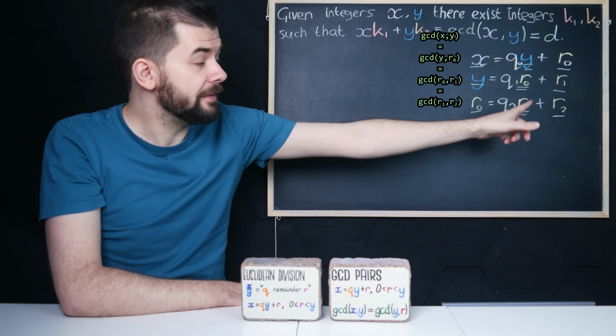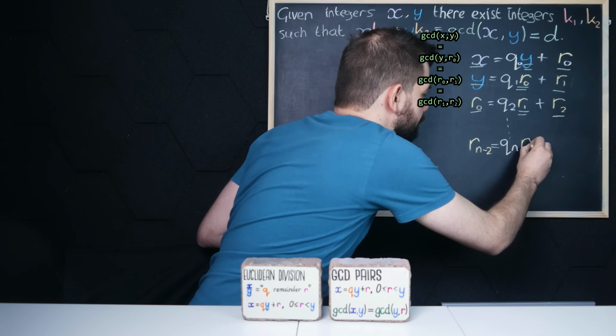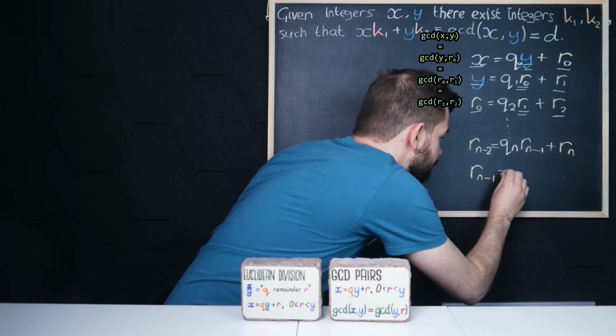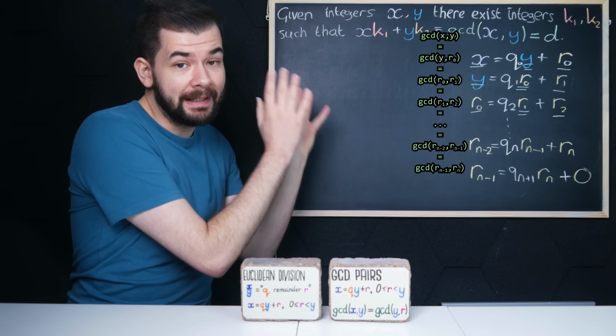So eventually, this process will terminate, because the remainder is always non-negative. If they keep getting smaller and smaller, it must eventually terminate at 0. Okay, so the notation is a nightmare. Let's look at an example.